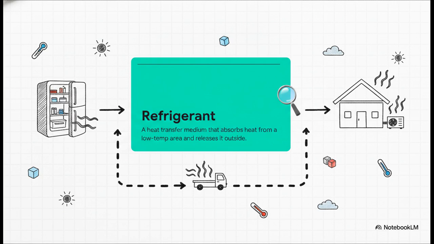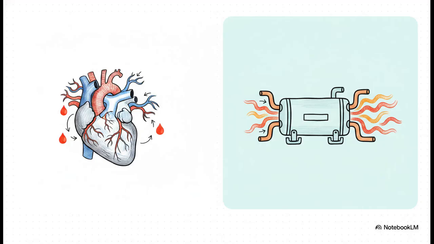That's the secret. It doesn't actually create cold out of thin air. Instead, it just absorbs heat from where you don't want it and moves it to where it doesn't matter. Actually, a great way to think about it is like the human circulatory system. Just as blood flows through your veins to carry vital oxygen to every single part of your body, refrigerant flows through a machine's copper pipes to carry heat. Without blood, your body shuts down, right? Well, without refrigerant, your air conditioner is basically just an incredibly expensive, useless fan blowing room temperature air around.